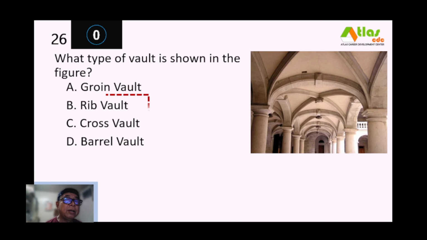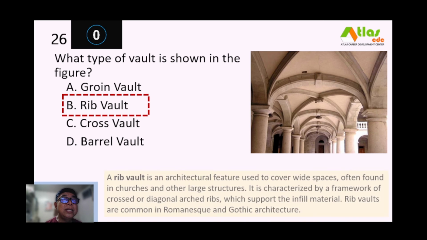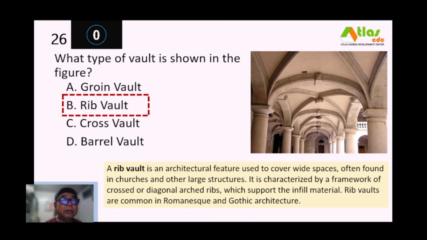And our correct answer is letter B, rib vault. So a rib vault is an architectural feature used to cover wide spaces, often found in churches and other large structures. It is characterized by a framework of cross or diagonal arch ribs, which support the infill material. Rib vaults are common in Romanesque and Gothic architecture.